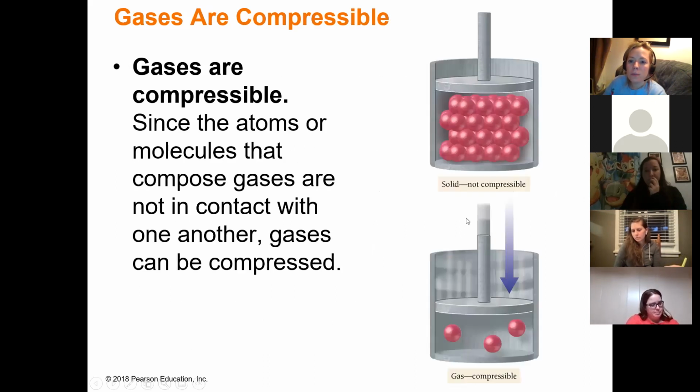Here we've got 2 pistons, and the top one, there's a solid, and we could also, instead of a solid, put a liquid in here, and there's no room for compressibility. On the other hand, if we have a gas, we can push down on the piston and compress the gas. You guys experience this every time you fill up a bike tire and you use a bike pump. When you press down, you start to get some resistance because you're packing more atmosphere into a smaller volume.